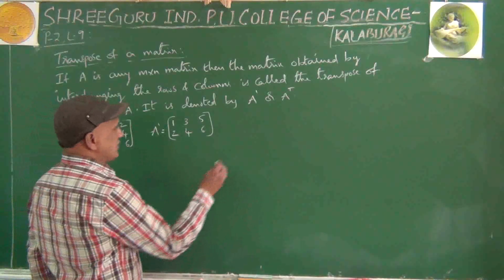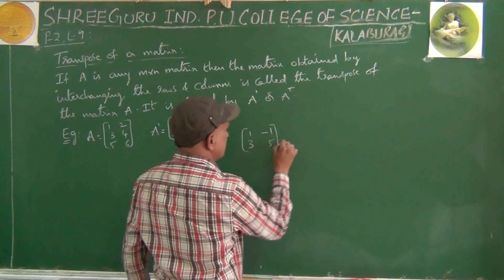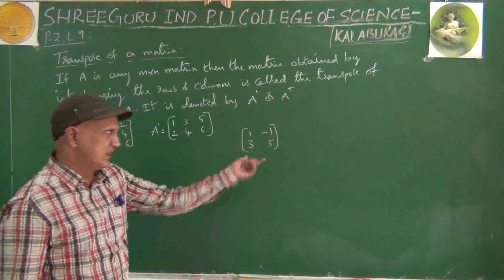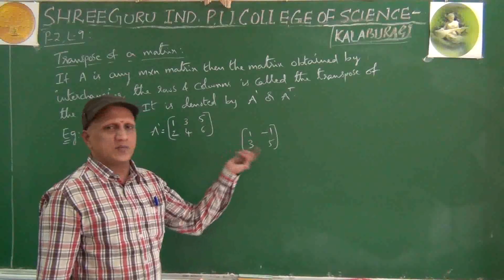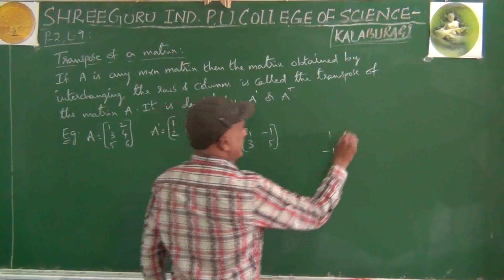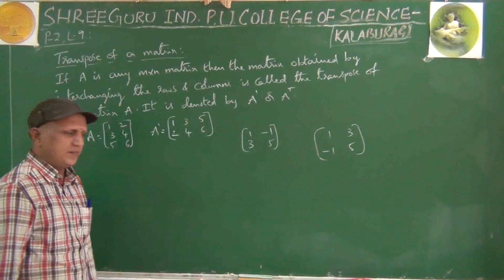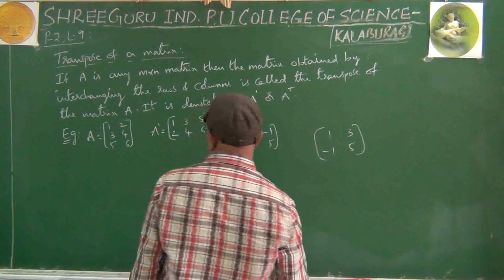For one more example, if you want, this one: 1, minus 1, 3, 5. We have to find the transpose of this. Let us find the transpose for this matrix. First row becomes the first column, second row becomes the second column. That's it. Okay? This is called the transpose of the matrix. Simple.